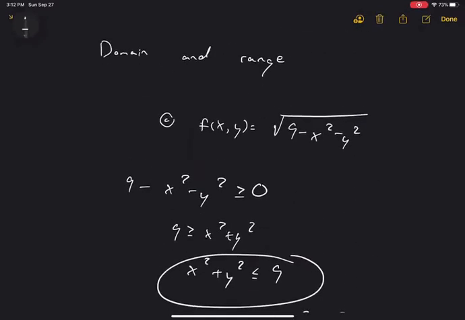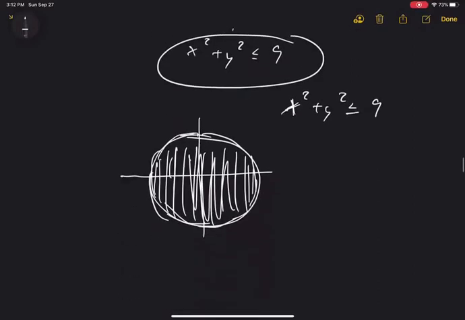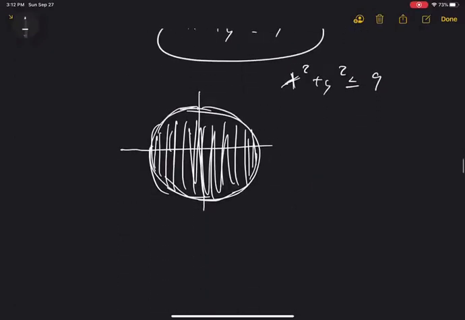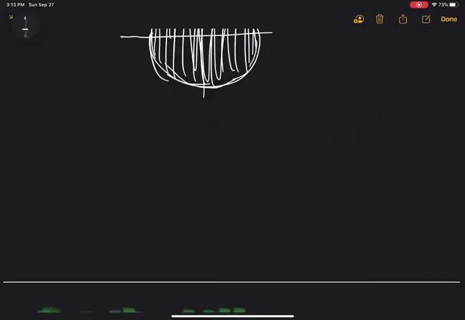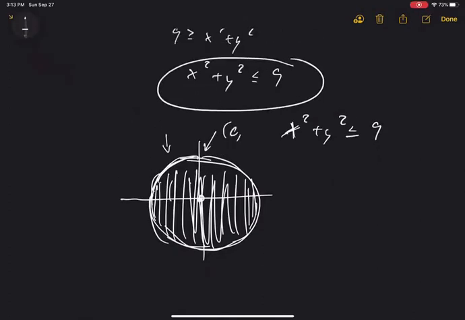Range. What could my range be? This one might be a little weird to think about, but if you have a finite region like this, think about what's going on at the edge and what's going on in the center. Like on my edge, if I took this point here, which is the point (0, 3).